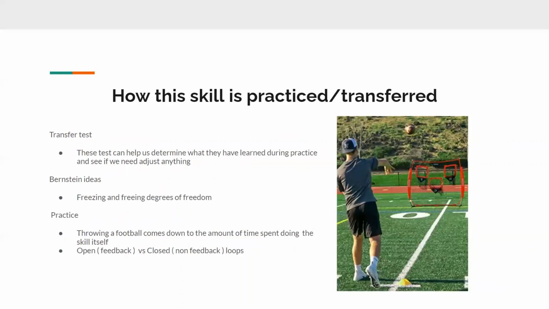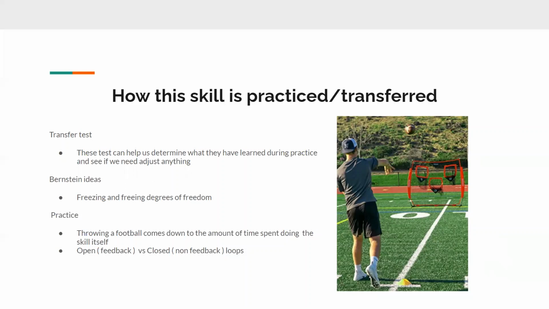For how the skill is practiced and transferred, we would do a transfer test to help us determine what the client or person did during practice and what they learned. And then we will try to replicate that the same way as the practice during the test. We can also do Bernstein's ideas of freezing and freeing degrees of freedom, meaning reducing the movements that we teach the person. Hopefully they can understand it more with fewer movements taught to them.